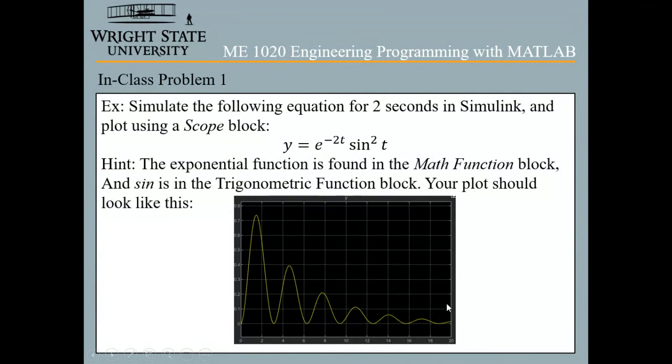And so this is a little more complicated, right? I have e to the negative 2t times sine squared of t, but I've shown you everything you need to know to use this. So I want you to see if you can put it together. Take your best crack at it. It doesn't matter if you get the right answer. Just submit something at the end of the week, or on Wednesday as normal.